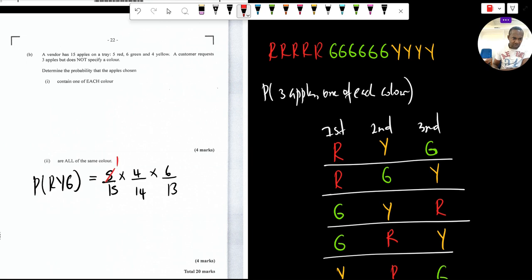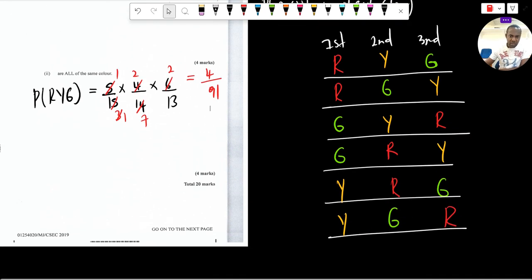Now, 5 over 15, that gives us 1/3. 4 over 14, that gives us 2/7. We can do further simplification. We can say 3 into itself goes 1, 3 into 6 goes 2. And so this leaves us with 1 times 2 times 2, which is 4, over 7 times 13, which is 70 plus 21, that's 91. So the probability of the first combination is 4 over 91. Now let's go and look at the others, right?